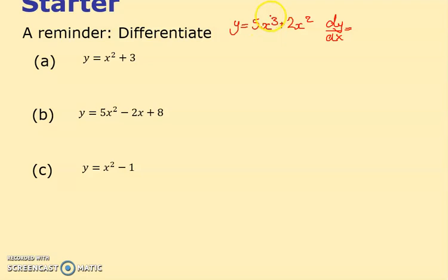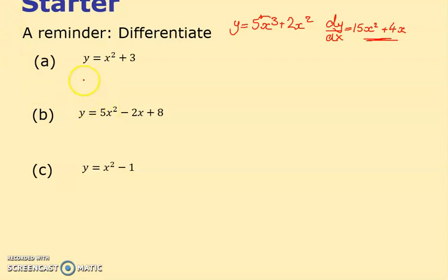But you might recall that you bring the power down to the front and you times. So this will give me 15, but you have to lose the power when you do it. 15x squared. And I've got another term, so I'll do the same with that. 2 times 2 is 4, and that becomes 4x. There you are. That's my answer. So I want you to find dy by dx for these three expressions, please. I'm going to get you to pause the video now, and I'll put up the answers in a bit.